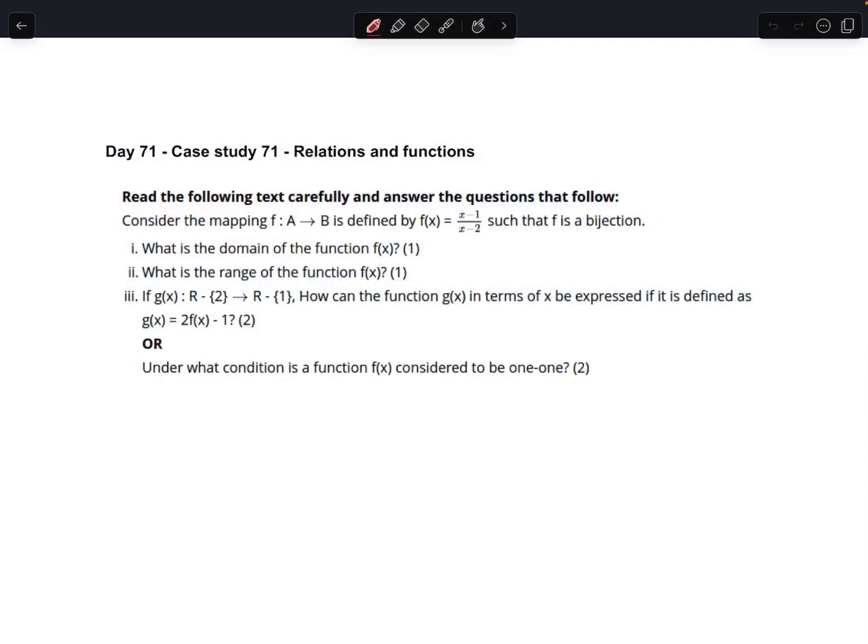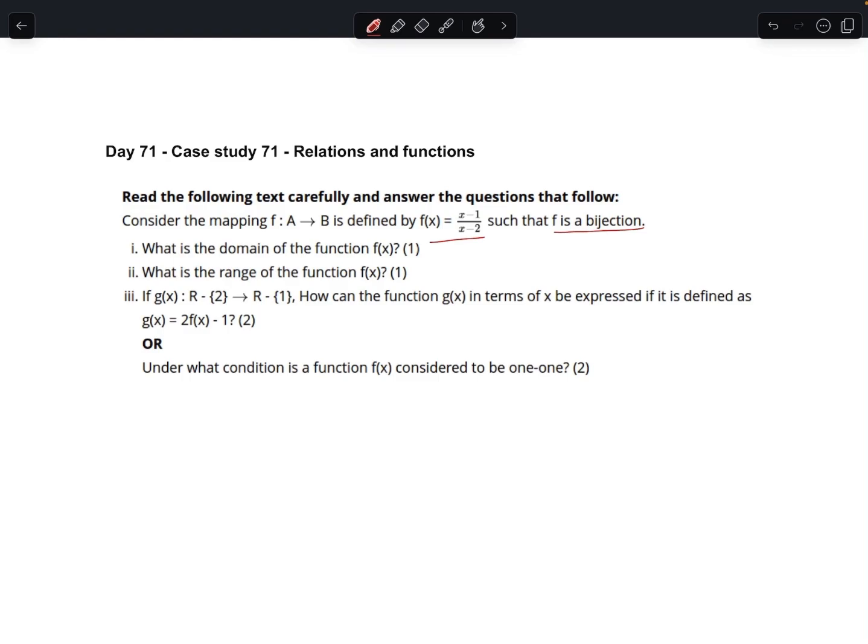The question goes like this. Read the following text carefully and answer the questions that follow. Consider the mapping f from A to B defined by f of x is equal to x minus 1 upon x minus 2, such that f is a bijection. That is, it is both 1 to 1 and onto.